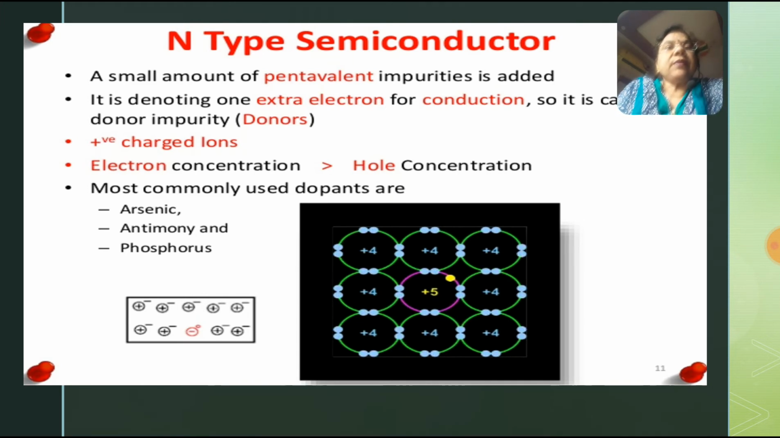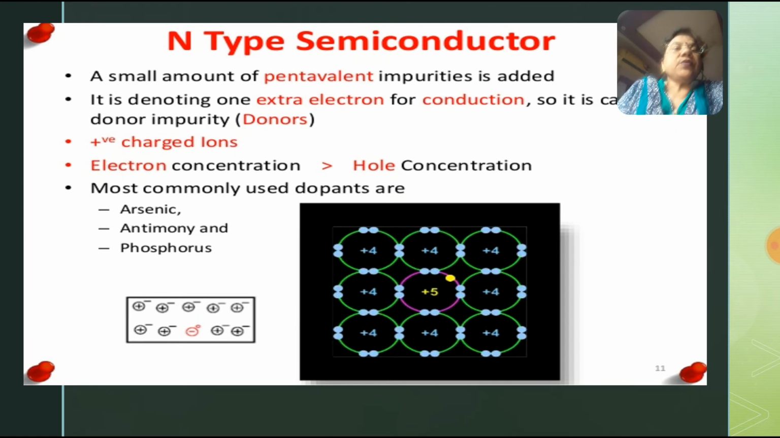See, in silicon atom what happens? There are 4 free electrons. Now we are adding pentavalent impurity. So what happens out of these 5 electrons? These 4 electrons of silicon combine together, so again covalent bonding is formed. Now 4 plus 4, again what remains? 1 electron is free there. Now this is a donor. Now it is a positively charged ion. Electron concentration is greater than hole concentration now.